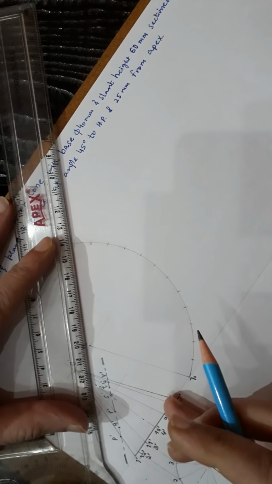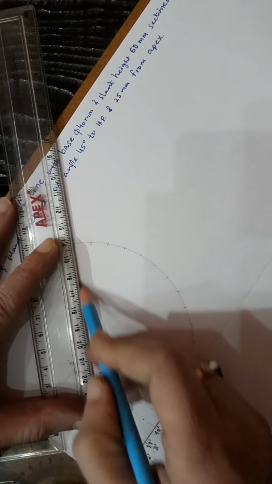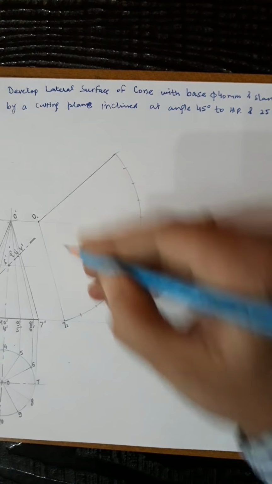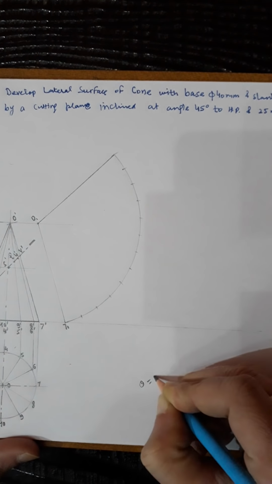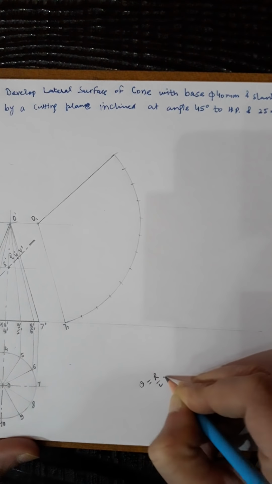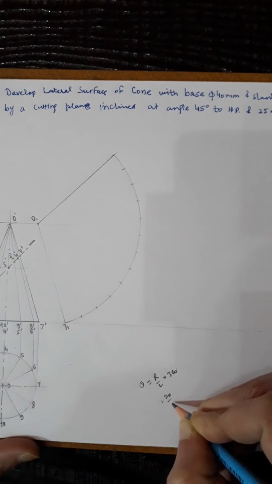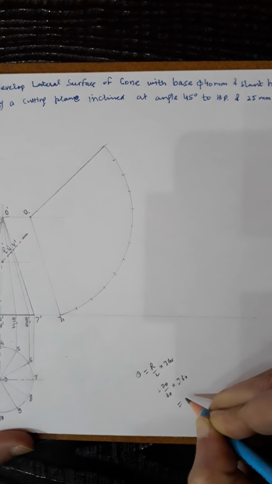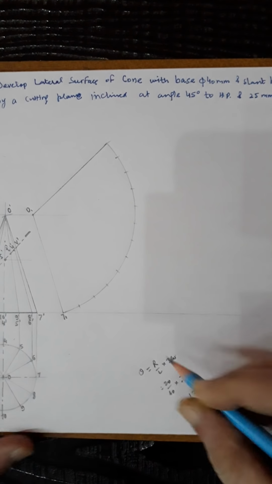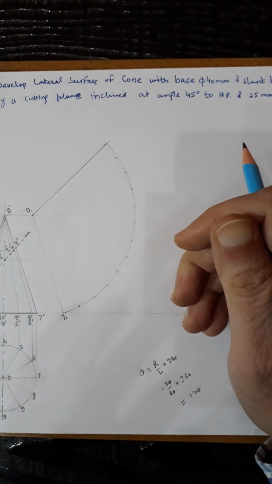Now you can join these extreme edges with the O1. Yes. So this is the angle theta that can also be calculated as theta is equal to R upon L into 360. R is here 20, L is 60. So 20 upon 60 into 360 comes out to be 120. So simply you can also calculate this theta as 120. In that way you can also find it out.